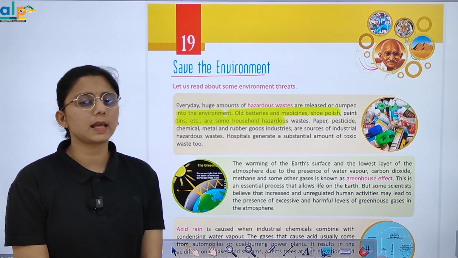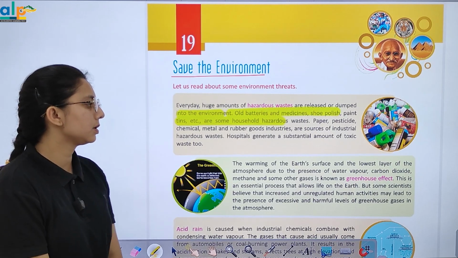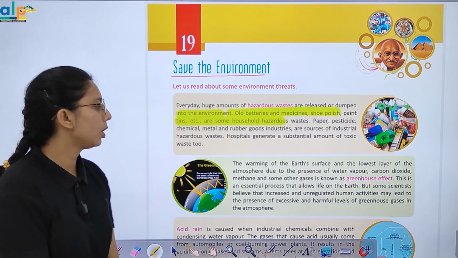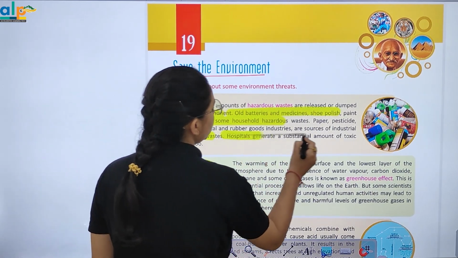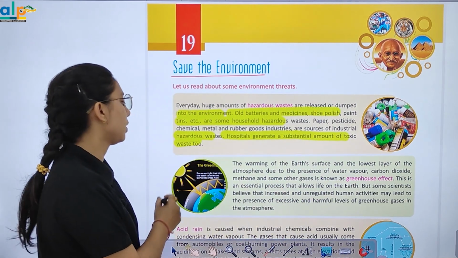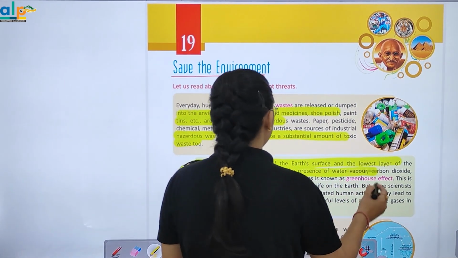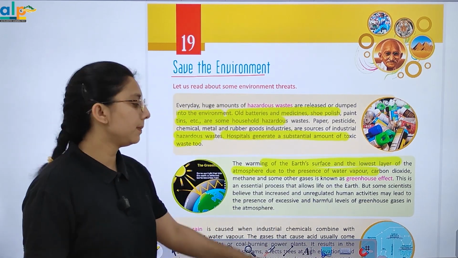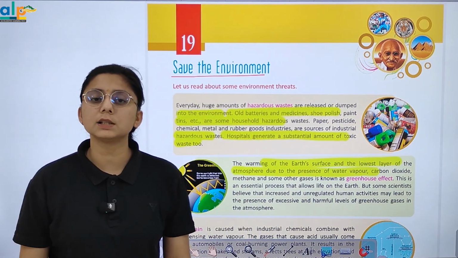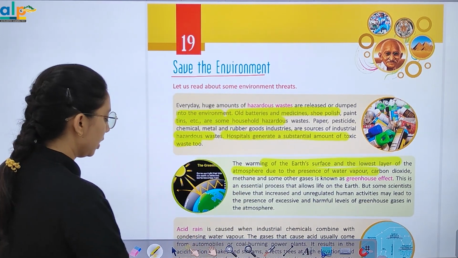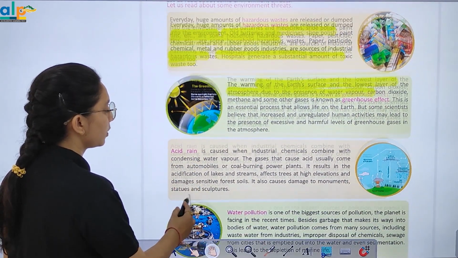Paper, pesticides, chemicals, metal, rubber goods industries, they all are the source of what? Hazardous waste. Hospitals generate a substantial amount of toxic waste. The warming of the earth's surface and the lowest layer of the atmosphere due to the presence of water, carbon dioxide, methane, and other gases is called the greenhouse effect. It allows life on the earth and it is an essential process.